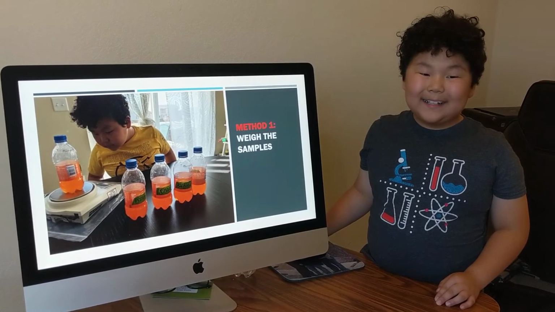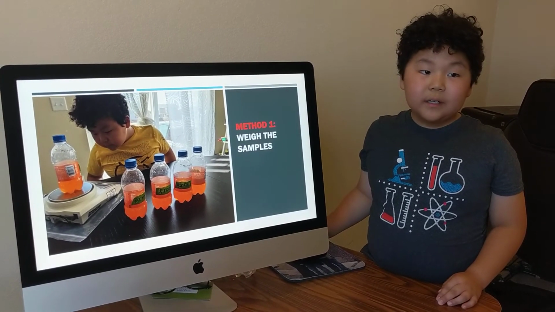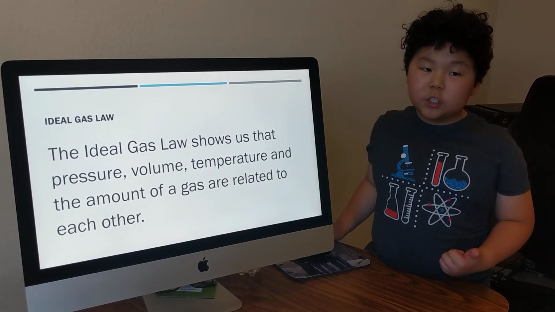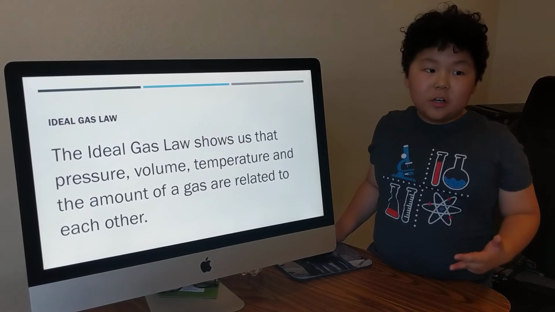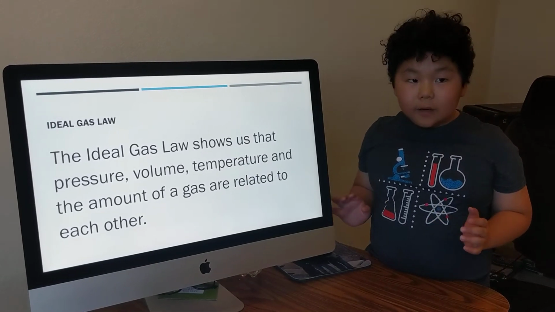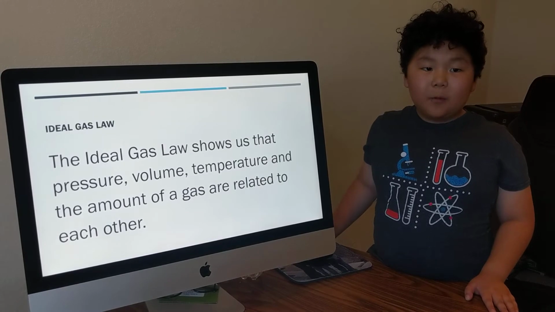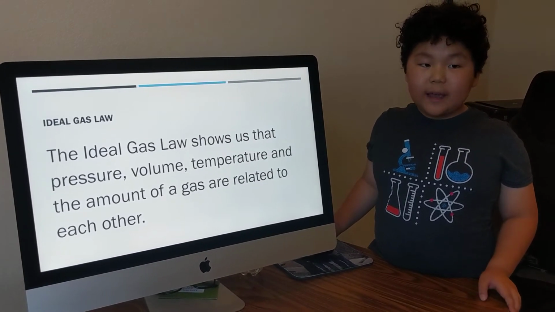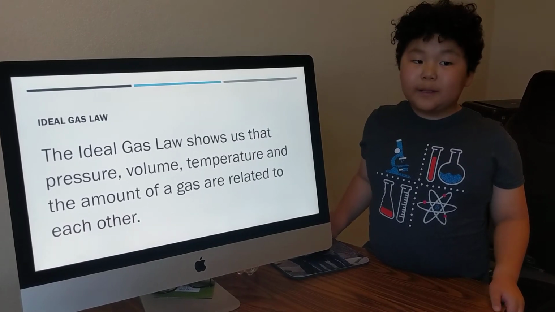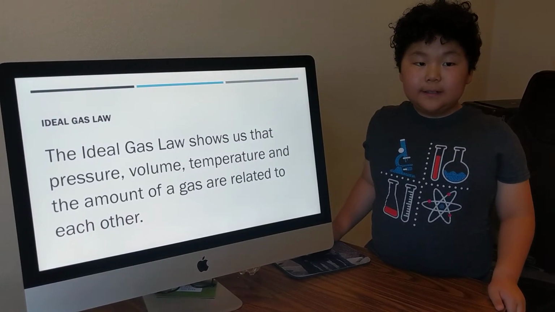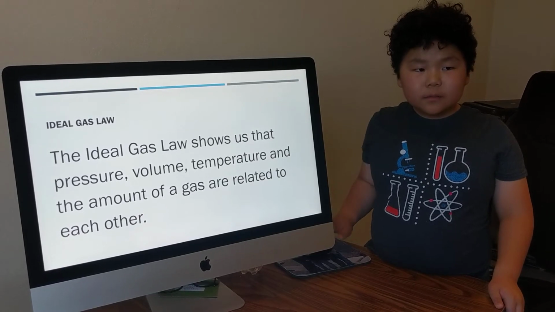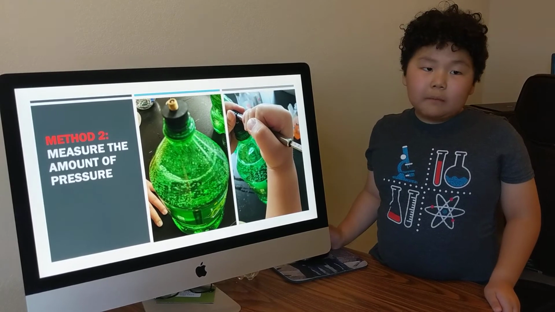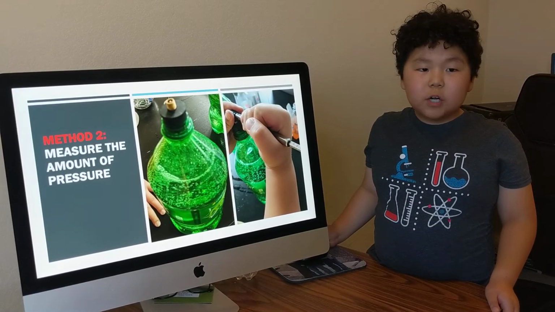This is related to the ideal gas law. The ideal gas law says that there's a relationship between pressure, volume, temperature, and the amount of gas that's in a container. This means that we can measure gas. For example, my grandma's oxygen tank is heavy when it's full of oxygen, but it's really light when it's empty. Isn't that weird?